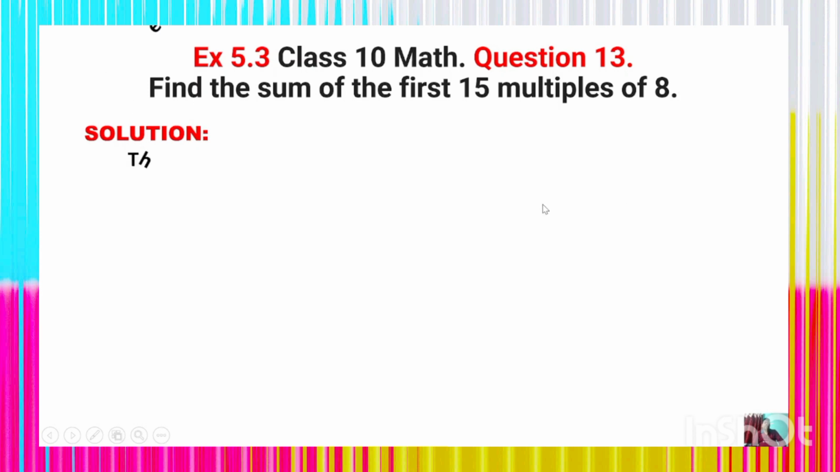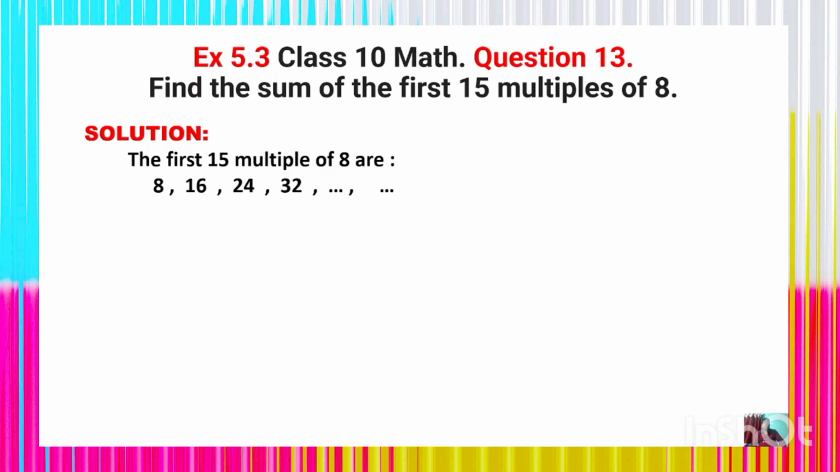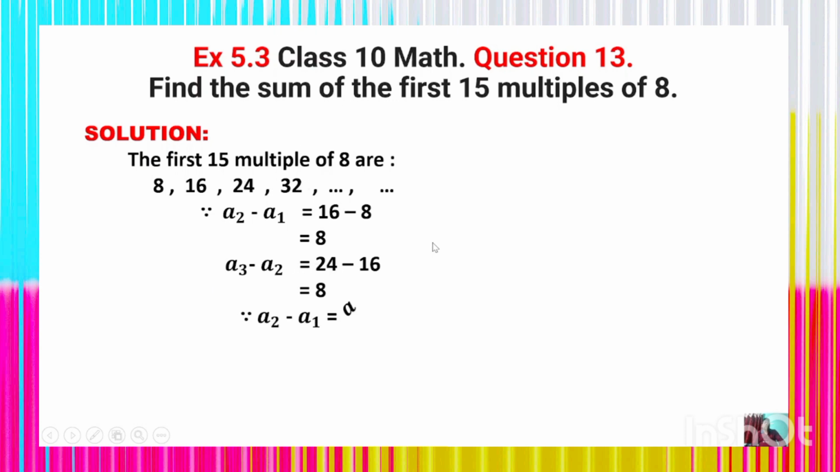Look at the solution. The first 15 multiples of 8 are 8, 16, 24, 32, and so on, which is an arithmetic progression. Because you see, a2 minus a1 is equal to 16 minus 8, which is 8, and a3 minus a2 is 24 minus 16, which is 8. Since a2 minus a1 is equal to a3 minus a2, which is 8, it is an arithmetic progression.